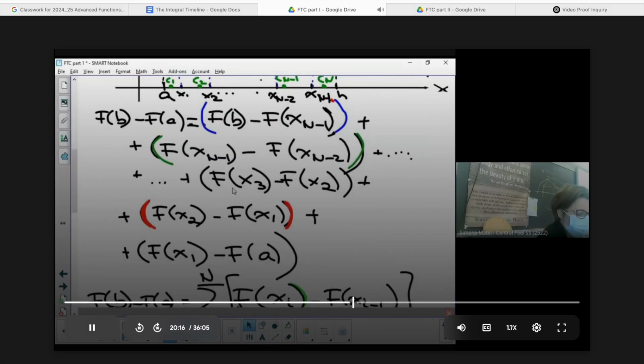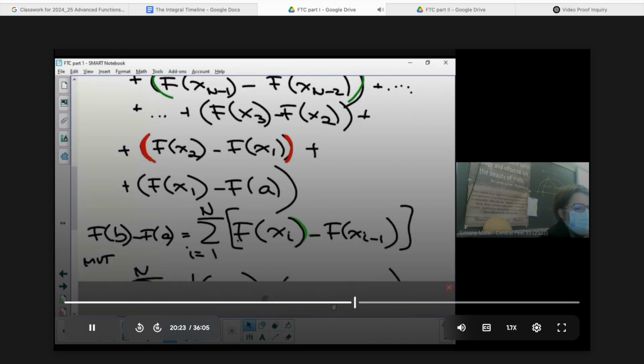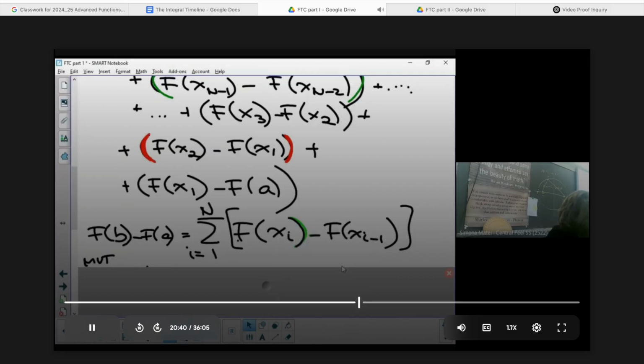So I am going to write this using sums. f at b minus f at a will be the sum with i going from 1 to n of f at xi minus f at xi minus 1. Let's see what happens there when i is 1. The first term would be f at x1 minus f at x0. Yes, I'm good there. That's the first term I want.